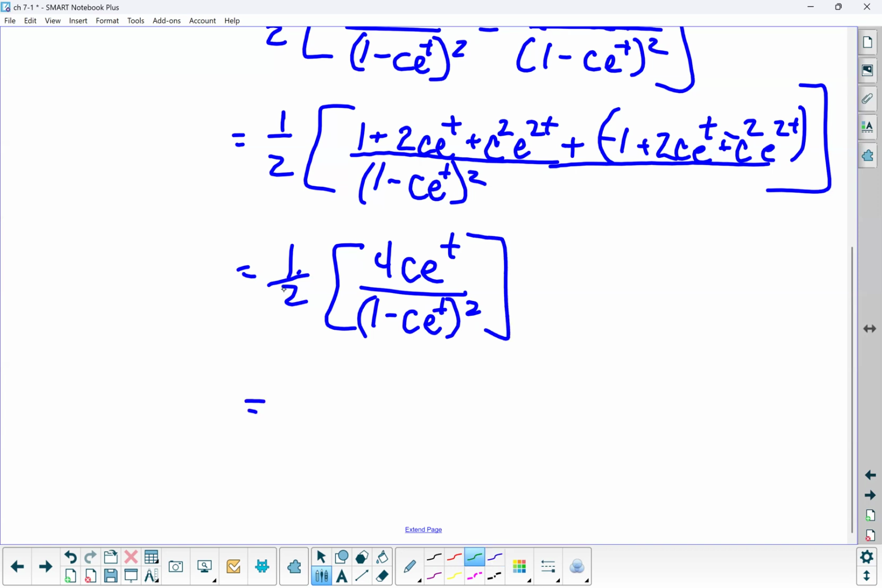Last thing I'm going to do, I'm going to reduce this. 2 and this 4 cancel, leaving me with a 2 in the numerator. So I end up with 2ce to the t over 1 minus ce to the t squared, which is exactly what I had for y prime. So I've shown that y prime equals 1/2 times y squared minus 1. Thus, that original equation is a solution of that differential equation.